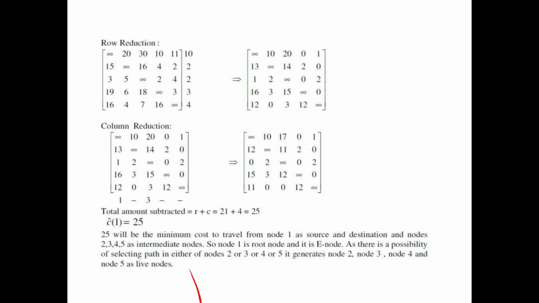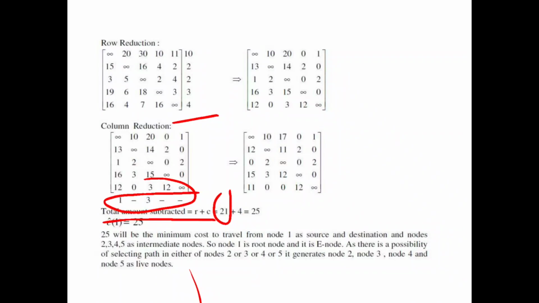Here you can see the total reduction cost is nothing but row plus column. The row reduction value is 10 plus 2, 12. 12 plus 2 is nothing but 14. 14 plus 3 is nothing but 17. 17 plus 4, 21 is the row reduction value. Column reduction: 1 plus 3 is nothing but 4, that is the value.